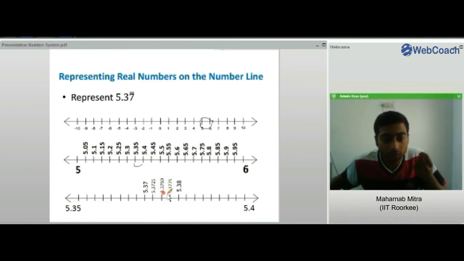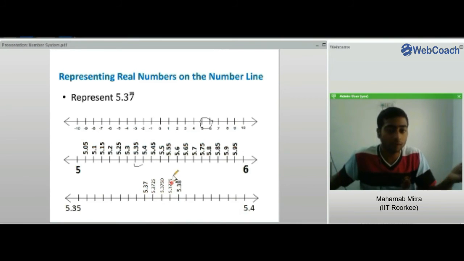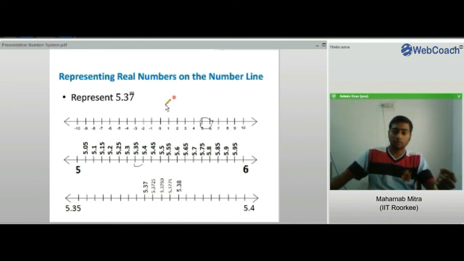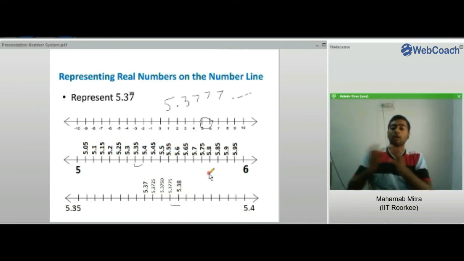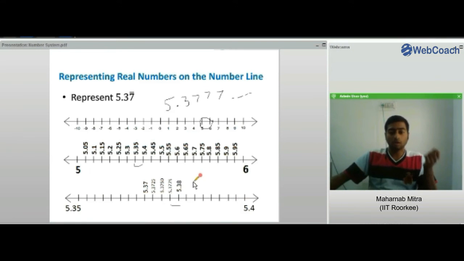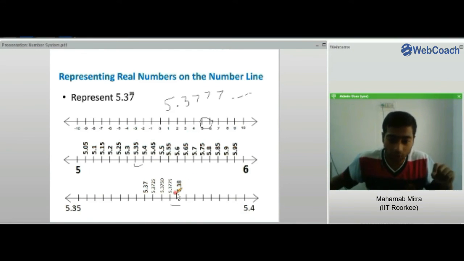And here you can see there are much more minute values like 5.3725, 5.3750, 5.3775, and the number which we have is 5.3777 and so on, right? That means it should lie between 5.3775 and 5.38, right? And you can again zoom in and again divide it into further steps, and you can keep on doing this. But if you want an approximate location, you can just stop at this step and mark it somewhere. It is located here, right? Somewhere it is located here.